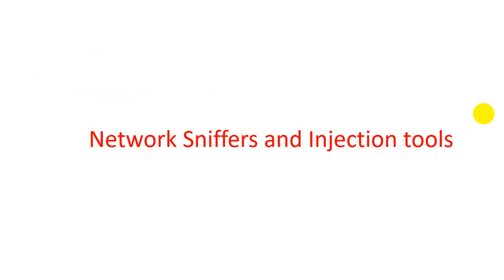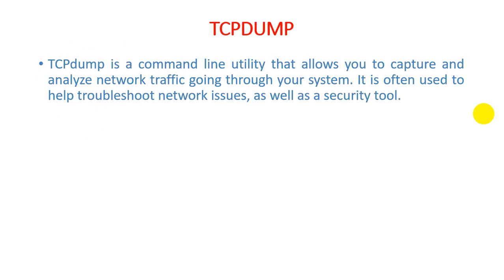Network sniffer and injection tools: start with TCPdump. TCPdump is a command line utility. What is a command line utility? We just remember the commands which are part of TCPdump, and through these commands we can perform many scans that are available nowadays, or secure our network as well as our computer system against vulnerabilities.